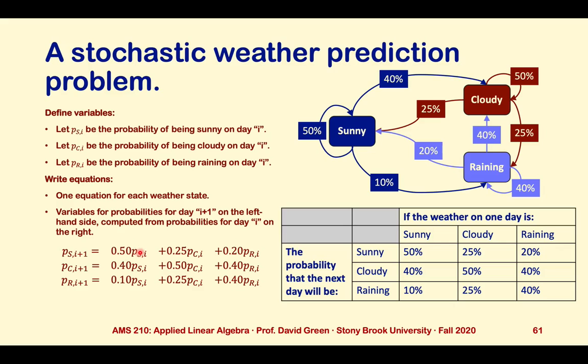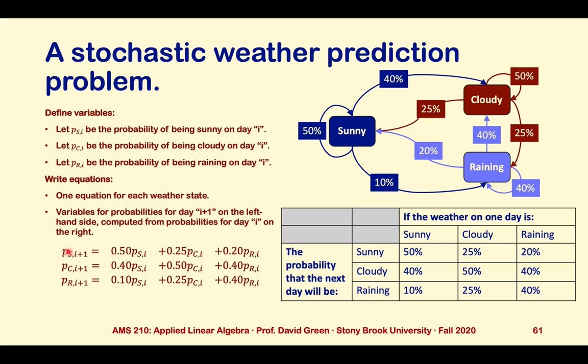The probability that it was sunny, cloudy, or rainy the day before are these P_S,i, P_C,i, and P_R,i. And each of these probabilities has to be multiplied by the probability that if it was sunny, it stays sunny. If it was cloudy, it becomes sunny. If it was raining, it becomes sunny. And that's what is highlighted here.